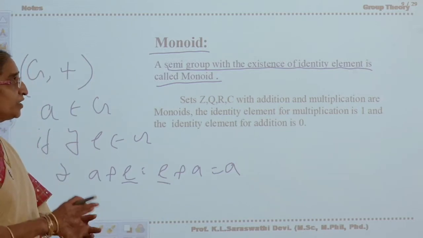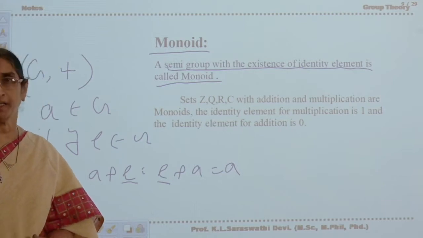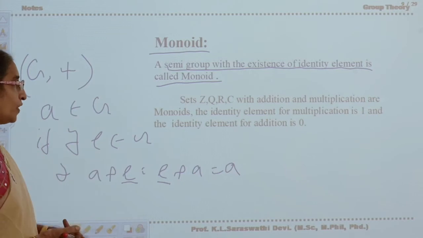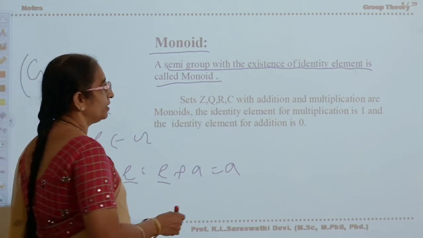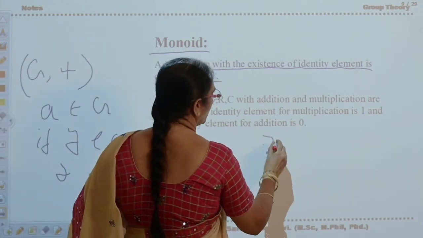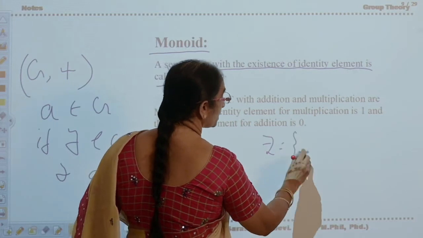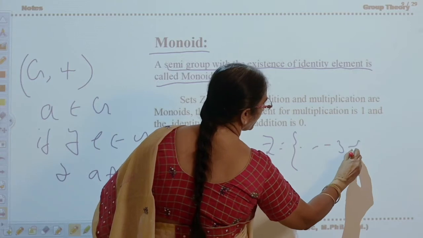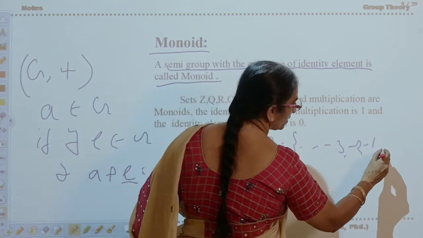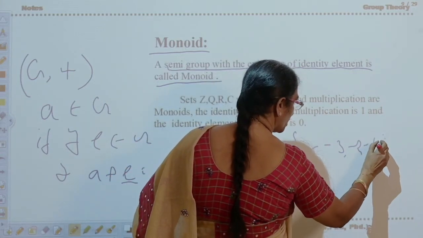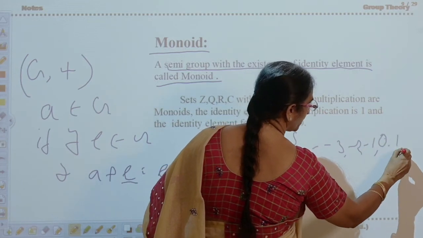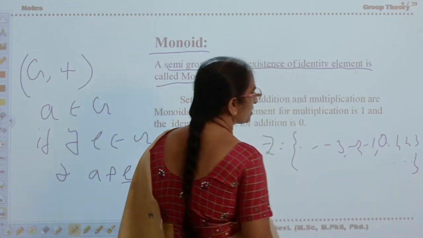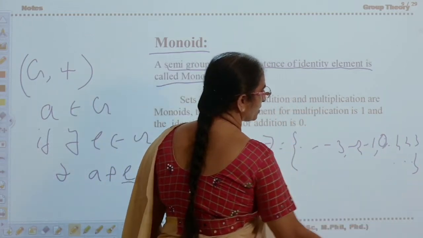Suppose a semigroup is having the identity, then you will say that it is a monoid. For example, if you take Z, Z is what? Set of integers. You will write this as -3, -2, -1, 0, 1, 2, 3 and so on. This is the set of integers, is it?